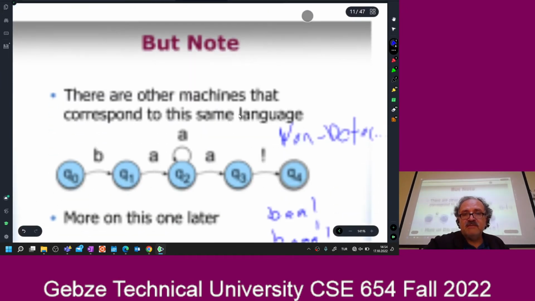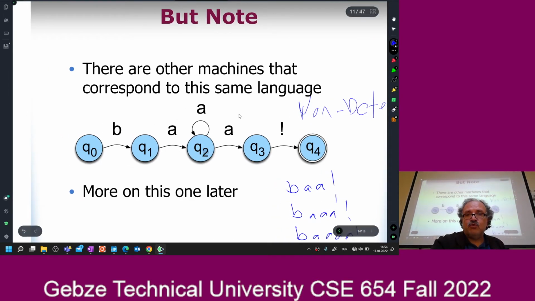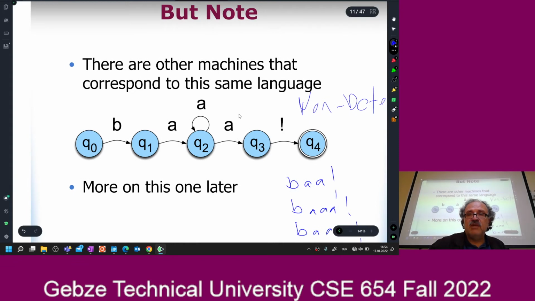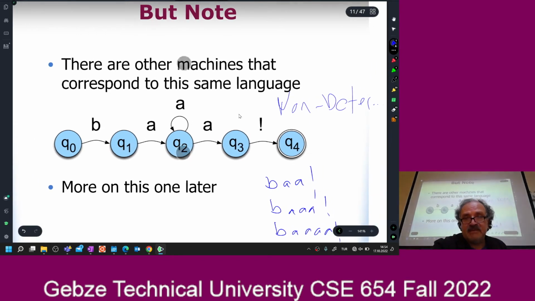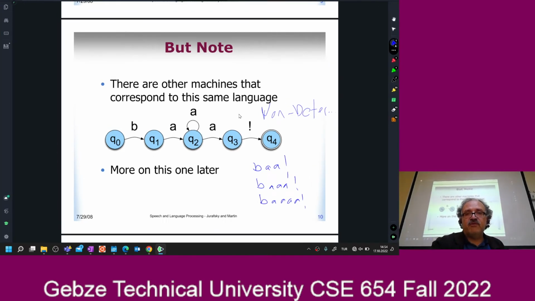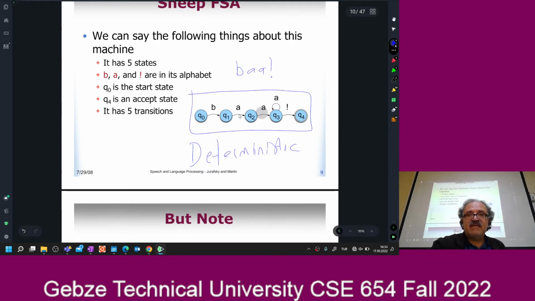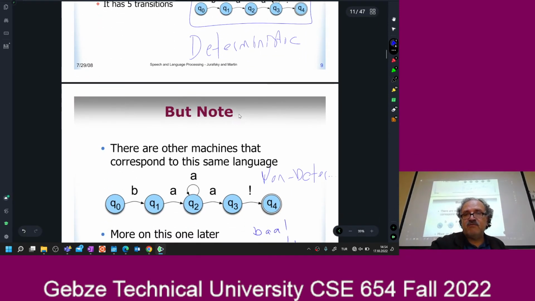For this one, if I observe an A, it could be either this one or that one. So I have to test both of those paths. So this is more difficult to implement, right? But on top of it, this is not any more powerful than this representation. Whatever this can represent, I can represent with this one or vice versa.